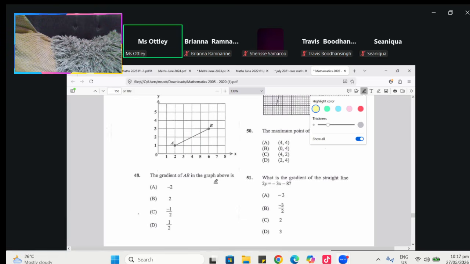Remember, gradient is rise over run. So what is my rise? How much am I going up from A to B? 2, 3? And my run, how much am I going across? I'm going across 4. Break that down, my gradient is a half. Can you all see that?